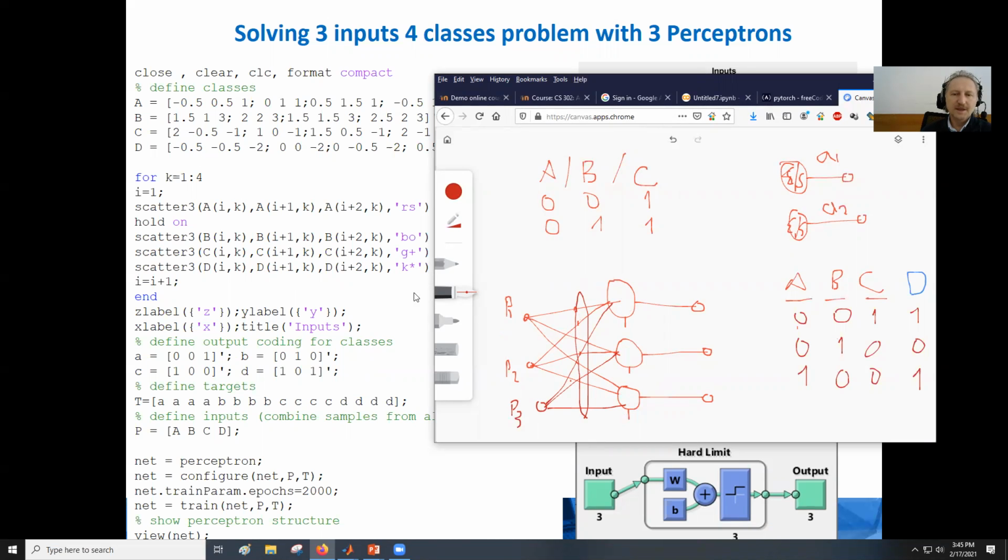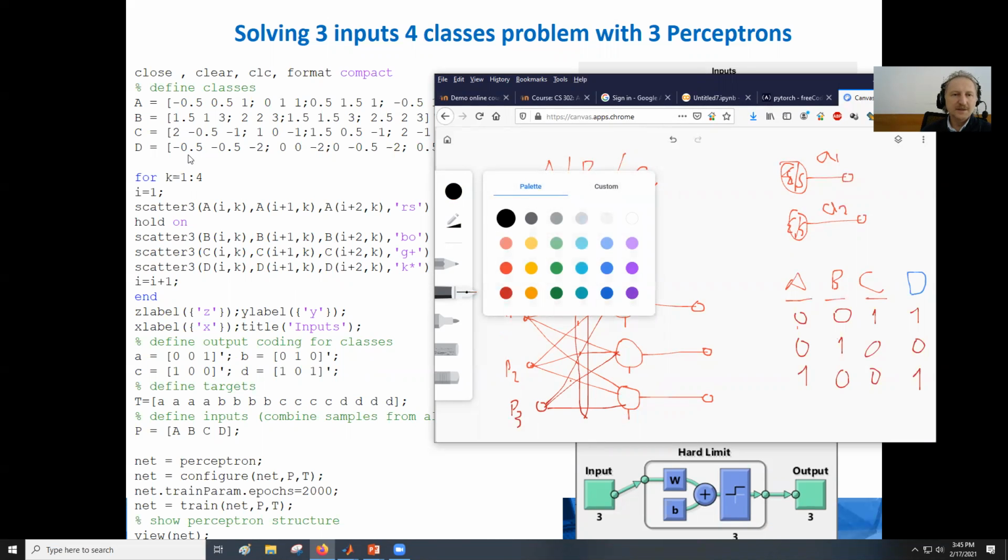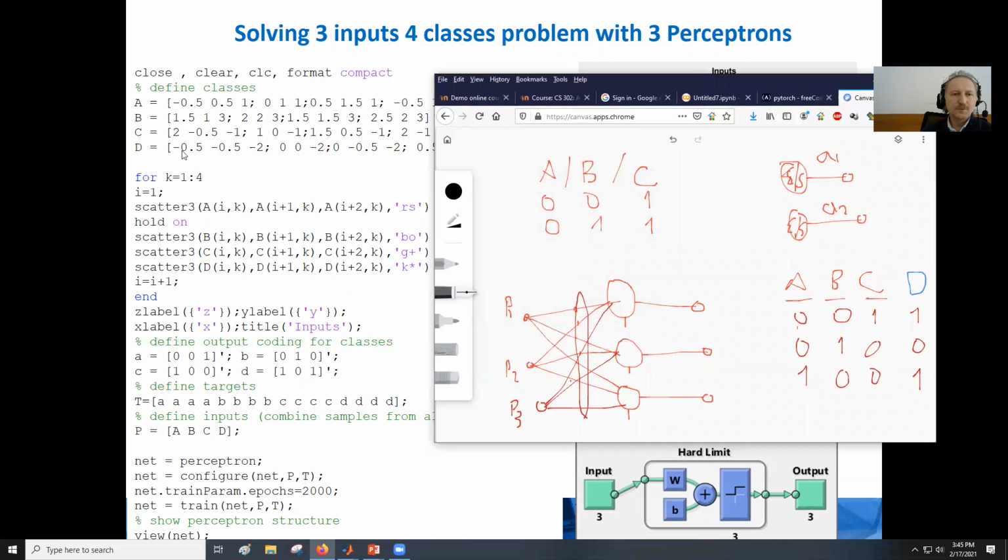For example, for this case, first value is 0.5, minus 0.5. Second value is again minus 0.5. Third value is minus 2. If it is like that, we expect it to be D class. Yes, D is this one. We need to find this output. If our network responds with this output, this means our neuron can correctly classify this sample to the D class successfully.